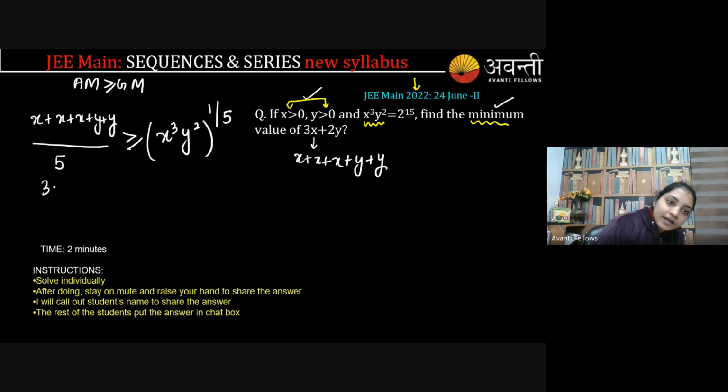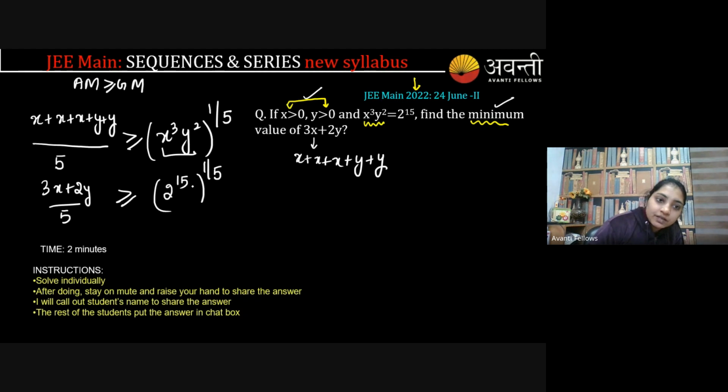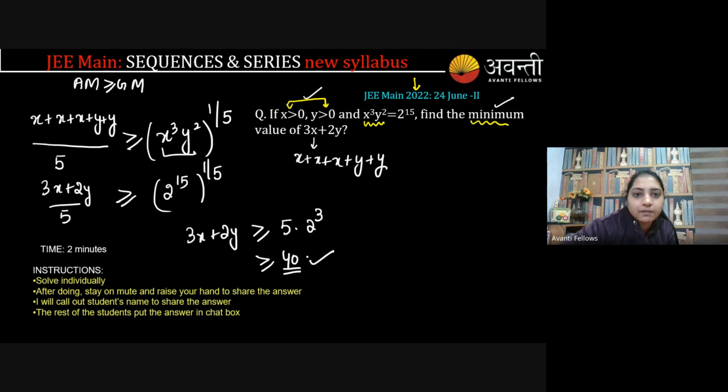So it means (3x plus 2y) divided by 5 must be greater than or equal to its value, which is given to you. What was that? 2 raised to power 15, and its power is 1 upon 5. That means 3x plus 2y must be greater than or equal to 5 times 2 raised to power 3. So the answer must be 40. So its minimum value is 40.